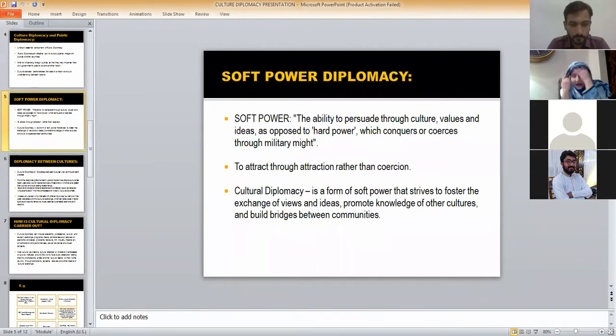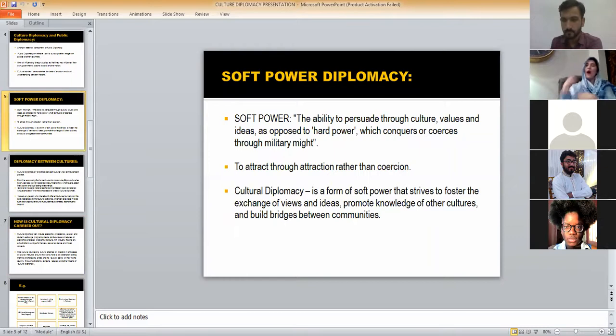Now, how does soft power play a vital role in cultural diplomacy? What is soft power? Soft power is the ability to persuade through cultural values and ideas, as opposed to hard power, where you want to conquer through the military. Soft power is when you have the ability to influence another culture through ideas and cultural exchange programs. This is all about soft power. So soft power plays a very vital role in your cultural diplomacy.